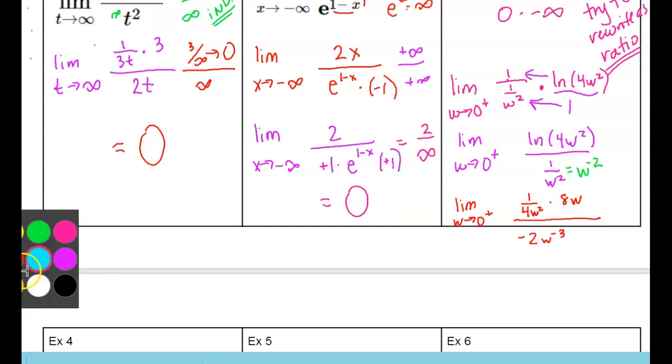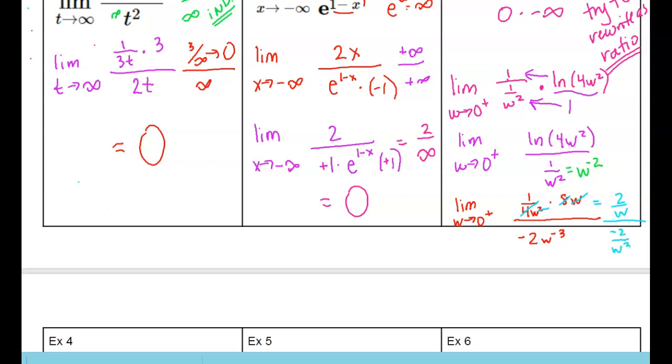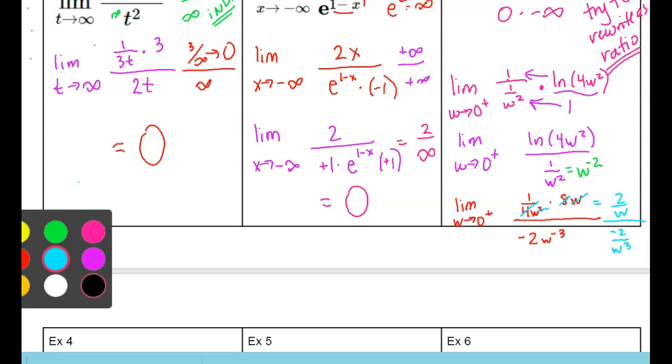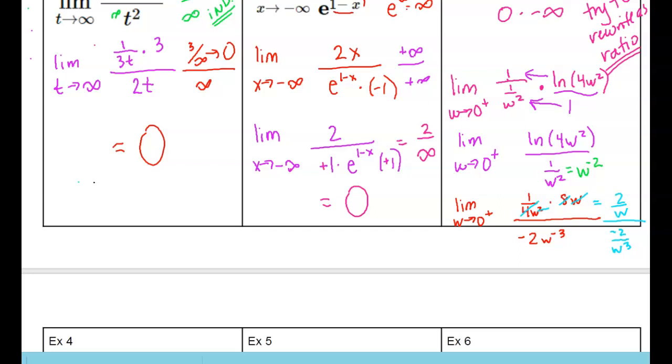Now we do want to rewrite these because we are evaluating them. So let's reduce. I get 2, and that reduces, so 2 over w on top. And then this would be negative 2 over w cubed. And it's still our limit. So now if we plug in 0 from above, I would have 2 over some really small number, like 0.01, 2 over 0.001, 2 over 0.0001. And so what happens is, remember, as we have a large number, 2, over a super small number, that's going to infinity.